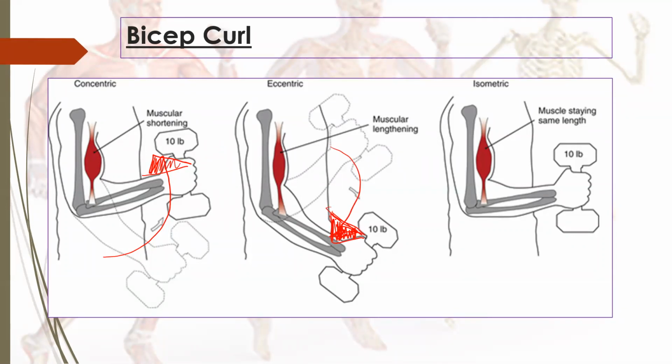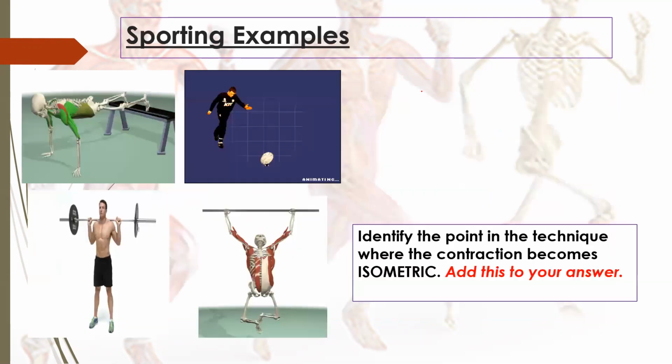But because it's a controlled downward movement, you can see here, the muscle is lengthening from this position here, where it's quite bunched up together. Here, it's much more stretched out. And then the third element here is if you're just holding it in this set position, muscle stays the same length, there's no movement, you're just holding it there. That is an isometric contraction. No movement, no change in muscle length.